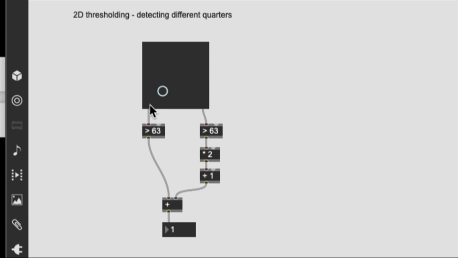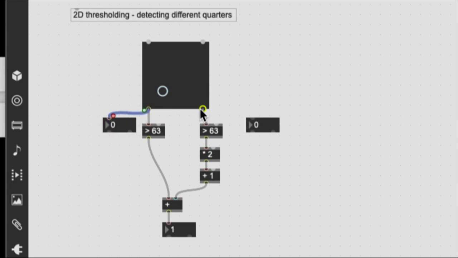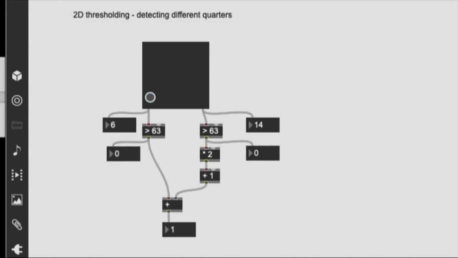So I have, first of all, the x value. Let's just look at how this works. So the x value is either smaller than 63 or larger than 63, meaning to the left or to the right. There it's left, there it's right. And then the y value, bottom is 0 and top is 1.